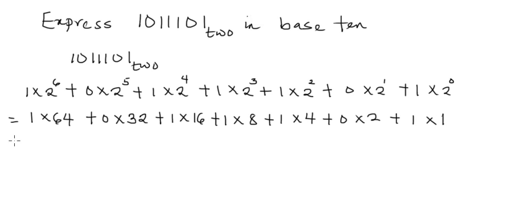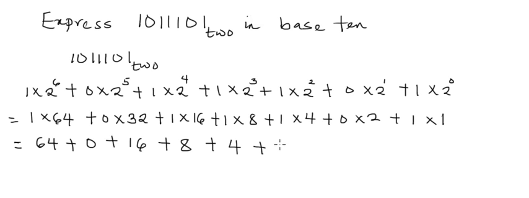So that equals 1 times 64 is 64. 0 times 32, that's 0. 1 times 16 is 16. 1 times 8, that is 8. Plus 1 times 4, 4. 0 times 2, 0. Plus 1 times 1, 1.